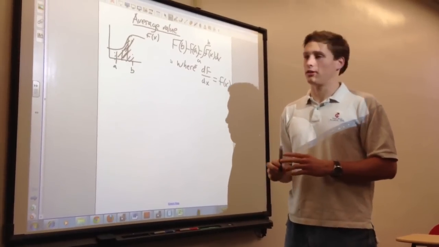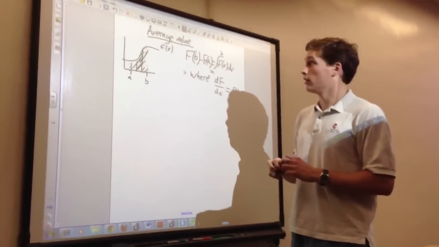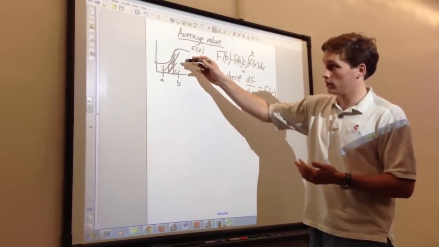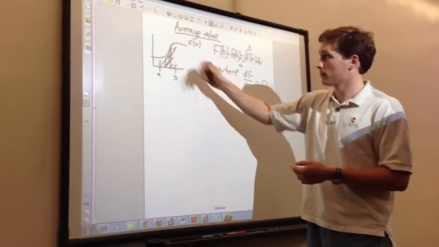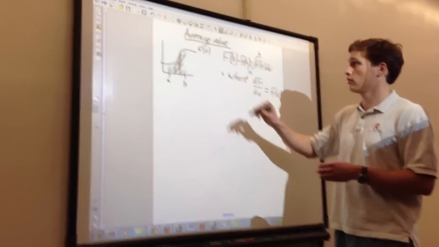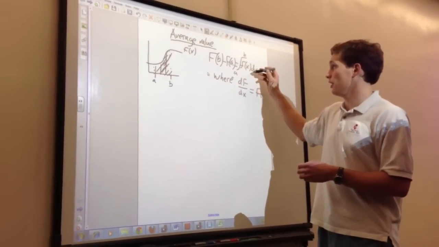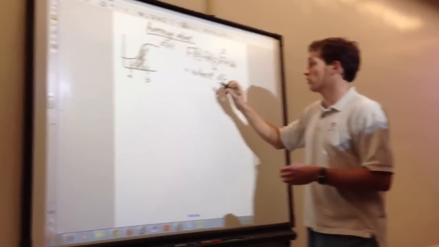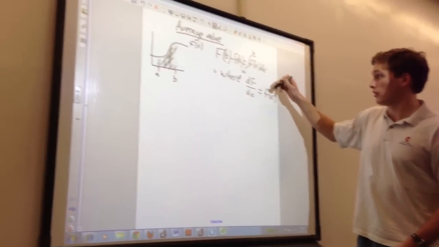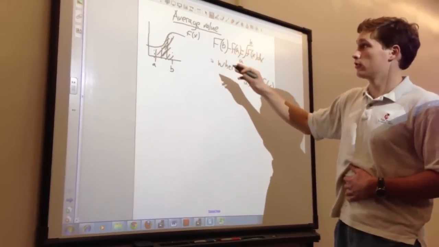Alright, today I'm going to be talking to you about calculating the average value of a function. As you can see here, we have a function f of x, and we have the area from a to b. Now, if we remember the fundamental theorem of calculus, shown here, which is F of b minus F of a equals the integral from a to b of f of x dx, where the derivative of this function, big F, is little f of x. This gives us the area of the function.